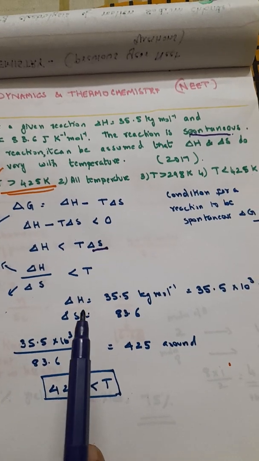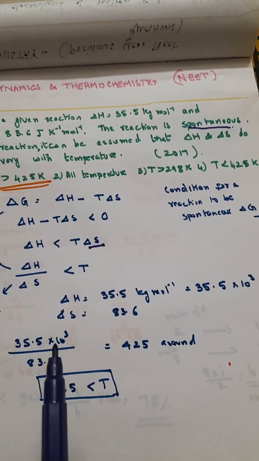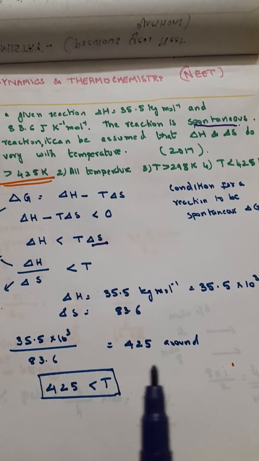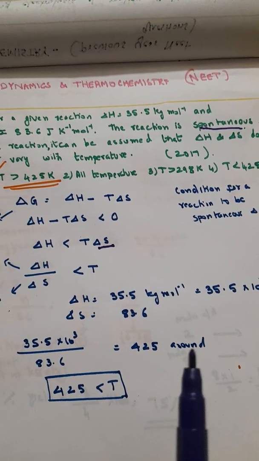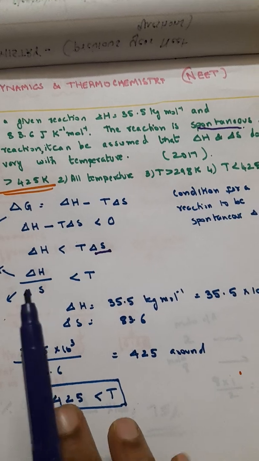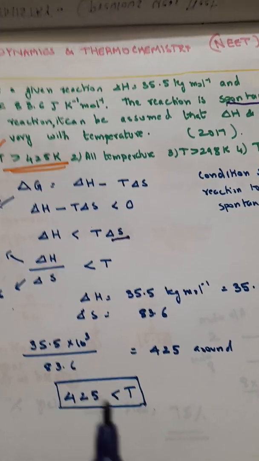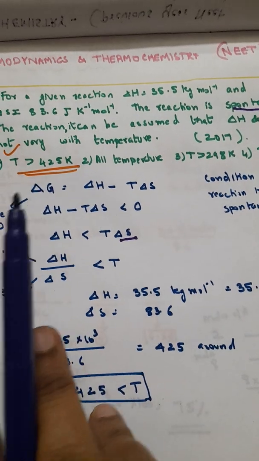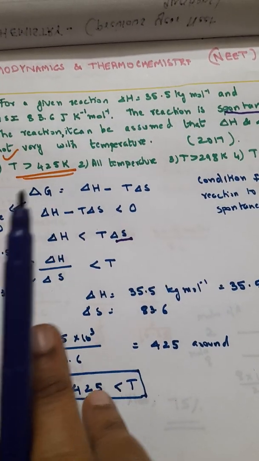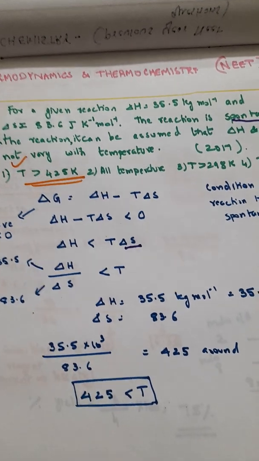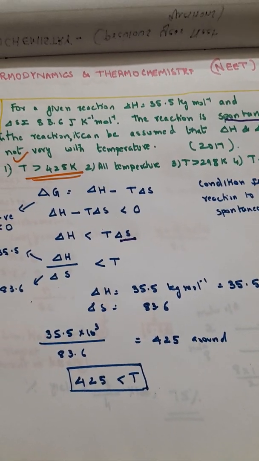How will you substitute it? 35.5 into 10 to the power of 3 divided by 83.6. When you calculate it, you will get around 425. So what does it mean? 425 is less than T. So how can you write the answer? T is greater than 425 Kelvin. So that is the correct option. A will be the correct answer.